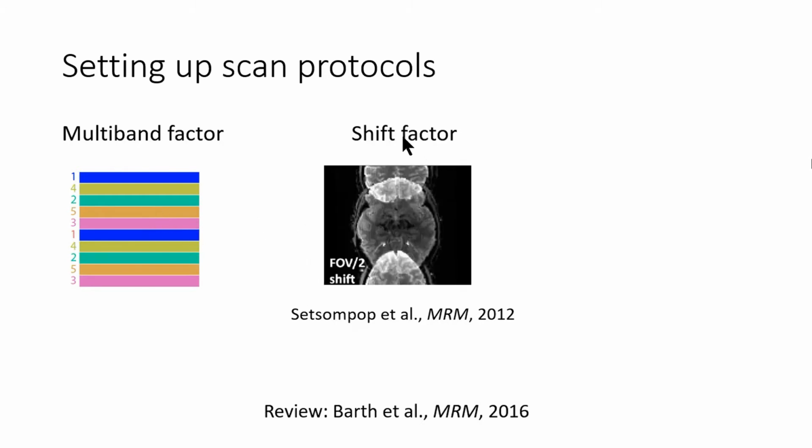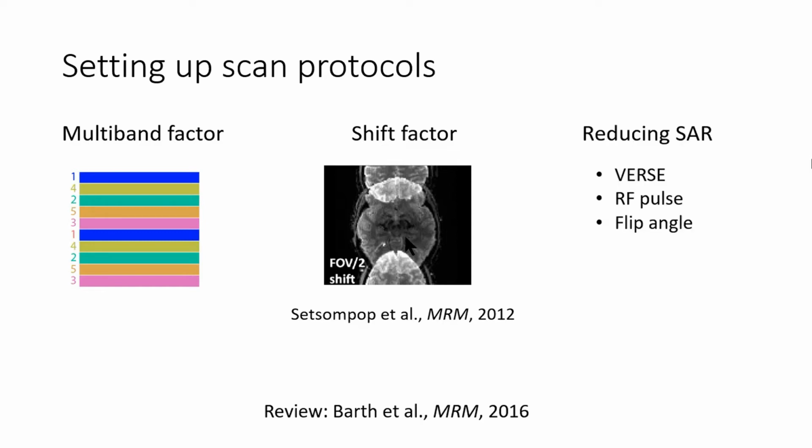The other factor to set when you're setting up a fast scan is the shift. This shift you can see here is the field of view over 2, so this second slice has been shifted by half relative to the first slice. Some sequences will set this for you automatically. If they don't, it's worth spending the time to try out a few different ones, look at your images, and get a sense of what's actually working well in practice, because I haven't found that there's a reliable general rule for this.